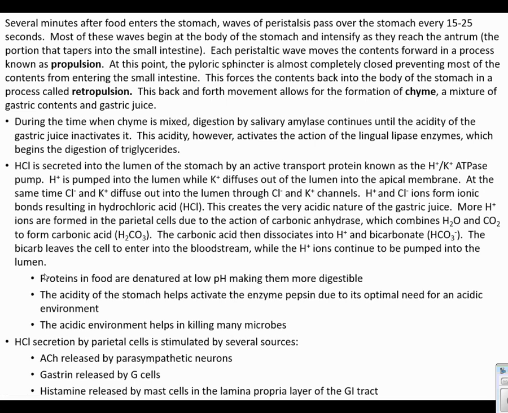Now, the hydrochloric acid activates lipase, gastric lipase, and pepsin. It inactivates salivary amylase. It does a couple other things. We've talked about how it will kill bacteria and other invading microbes. It also denatures the proteins in our diet. And as it states, proteins in food are denatured at low pH, which makes them more digestible.